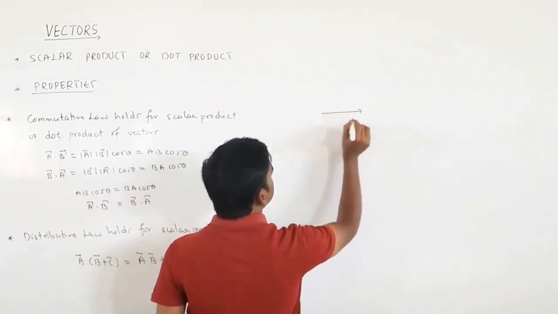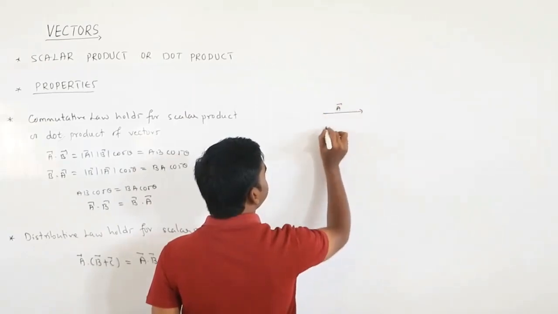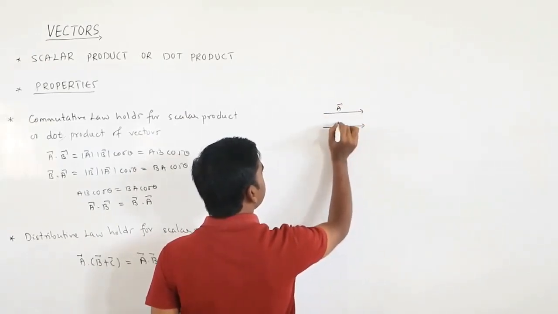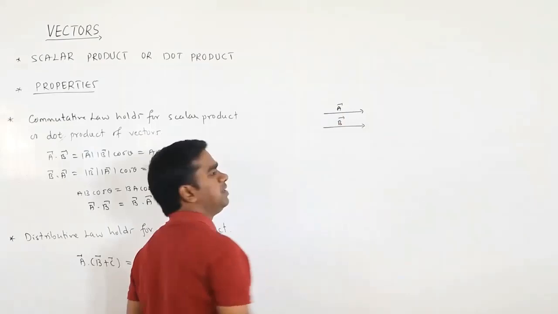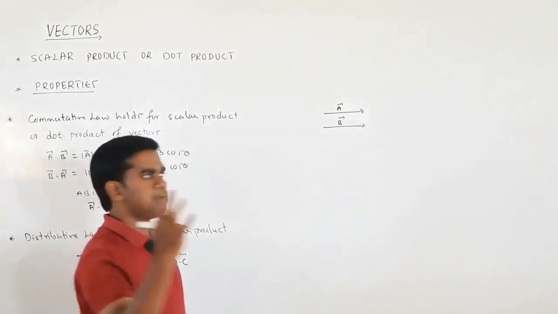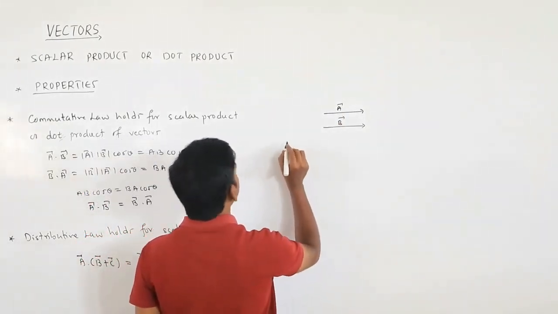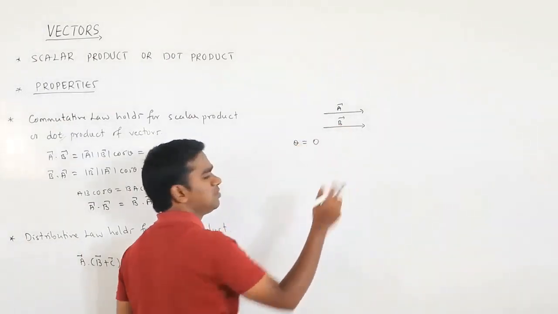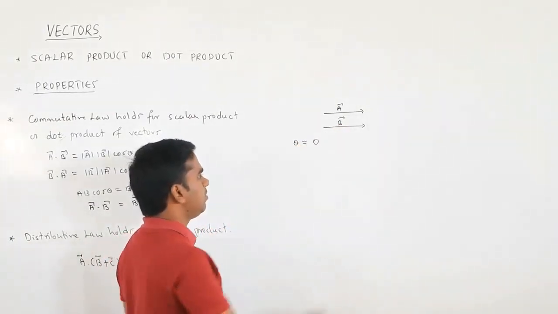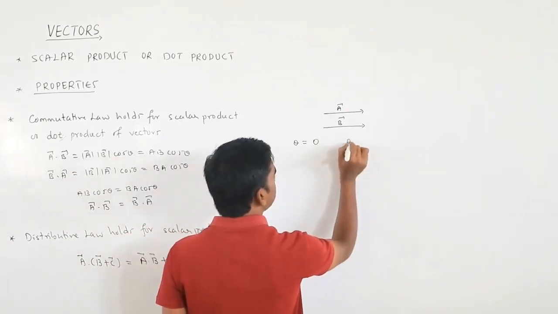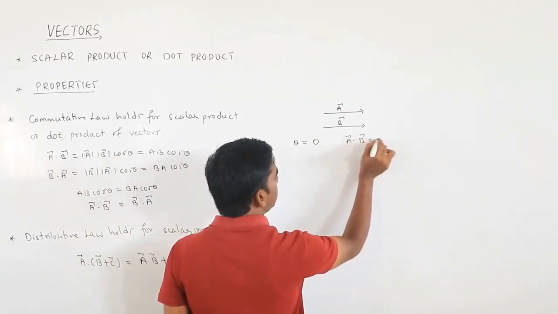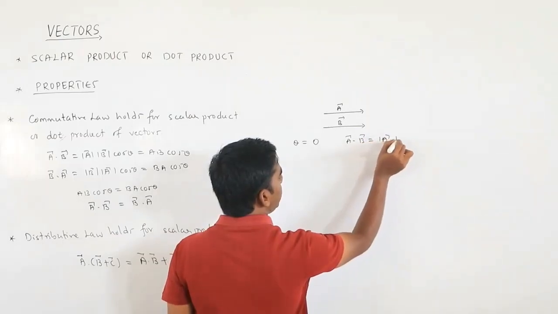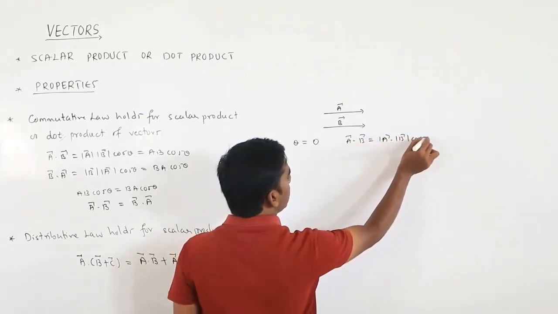So this is vector A and this is parallel to vector B. If two vectors are parallel, what is the angle between them? The angle is 0. There is no angle between them. So if the angle between them is 0, what is the dot product? A dot B is going to be magnitude of A, magnitude of B, cos of 0.